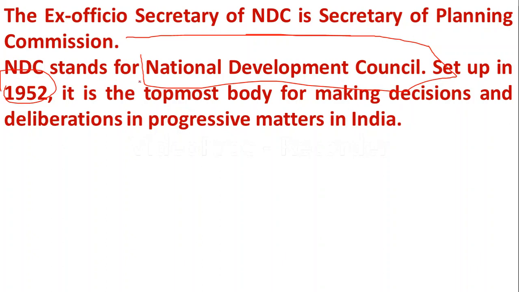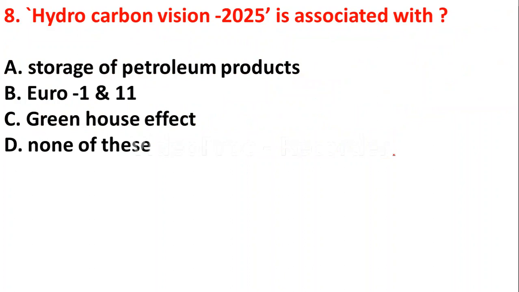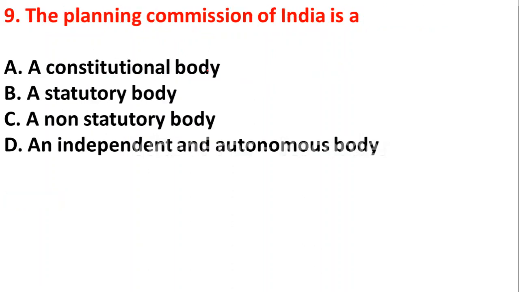And this National Development Council, NDC, is the topmost body for making decisions and deliberations in progressive matters in India. Question number 8, Hydrocarbon Vision 2025 is associated with, option A, storage of petroleum products, option B, Euro 1 and 11, option C, greenhouse effect, option D, none of these. So this Hydrocarbon Vision 2025 is related to storage of petroleum products.